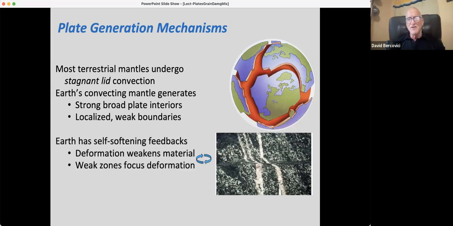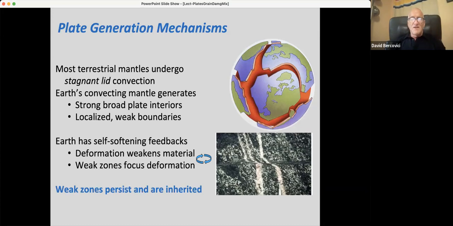So it seems like the Earth has these self-softening feedback mechanisms, which means that if I deform something, it gets weaker, but where it gets weaker, the deformation will focus. We'll make it deform faster, which will make it weaken even faster yet, which will cause the deformation to focus on those weak zones. And you wind up getting the weak zones to zoom in on these narrow bands where all the deformation tends to be isolated. And that's the essence of what's called shear localization.